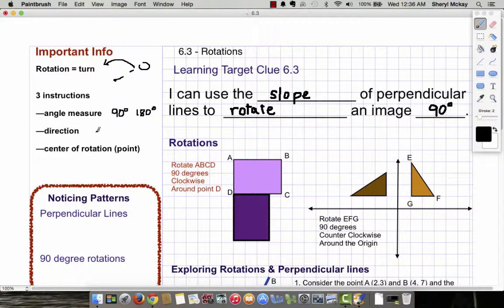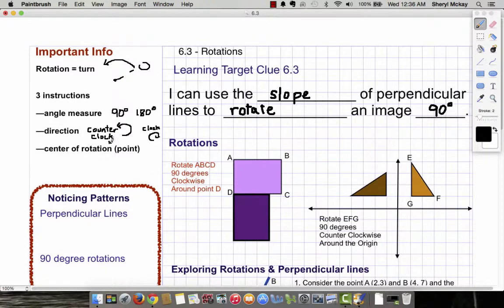You're going to need to know the direction, and that will either be counterclockwise, which means the opposite of the way that a clock moves. So counterclockwise goes this way. Okay, that's counterclockwise. Or it will be clockwise, and that is the way that a clock goes, which is this way, the direction a clock goes.